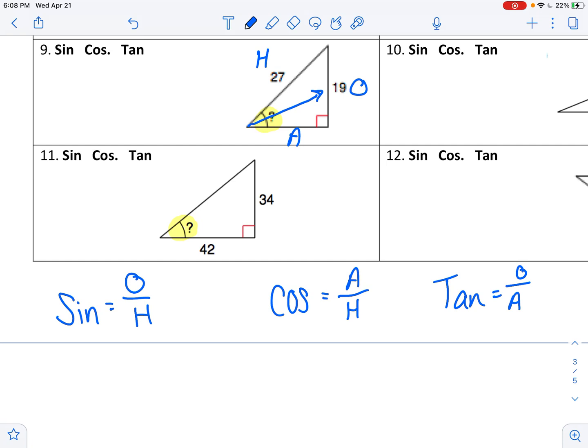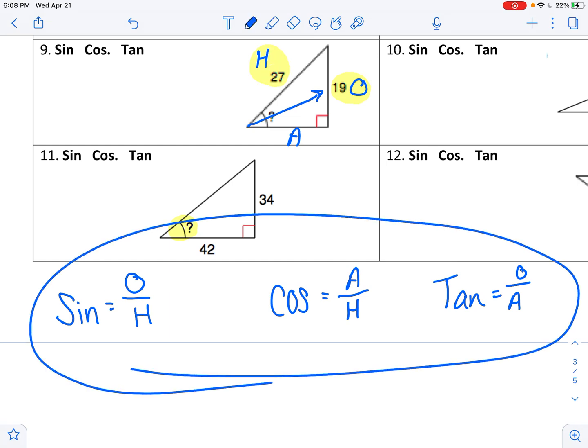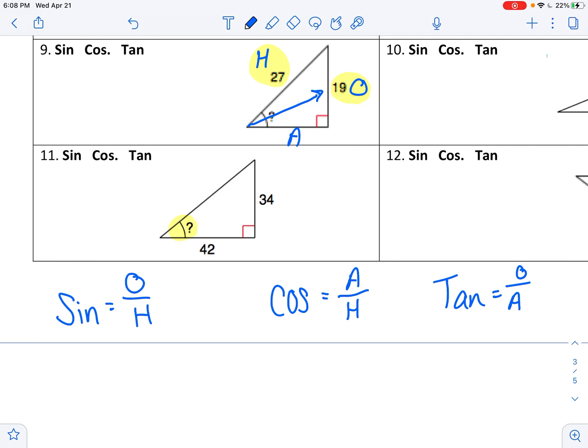From there, what you need to do is identify which trigonometric ratio you are using. Well, what do you have? I have opposite side of 19, and I have the hypotenuse of 27. So I'm going to look for which one of these three down here uses opposite and hypotenuse. And it looks like sine is our big winner.